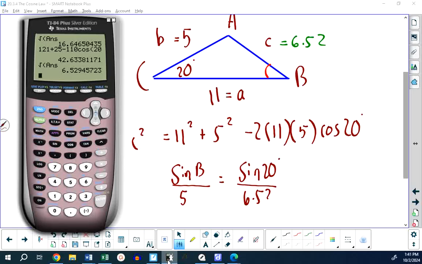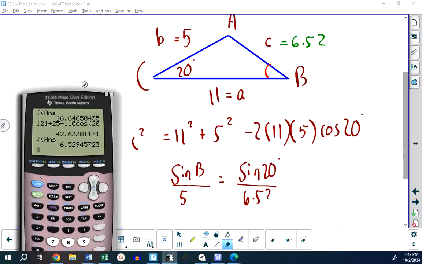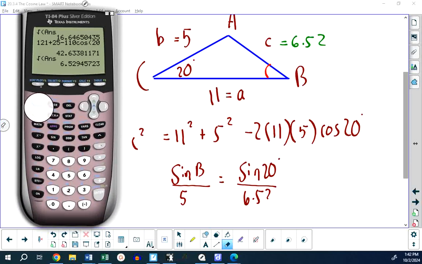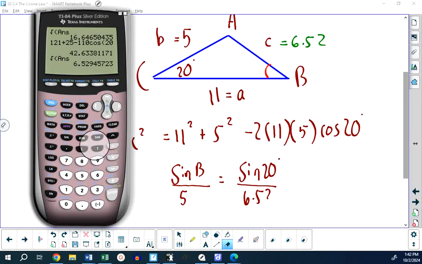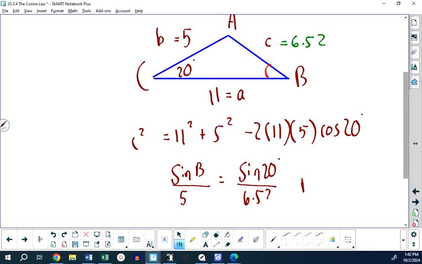So what do I need to do? I need to go 5 sine 20 and divide by my answer. I need to take 5 sine 20 and divide by my answer and take the inverse sine of the answer and get 15 degrees. So angle B is 15 degrees.